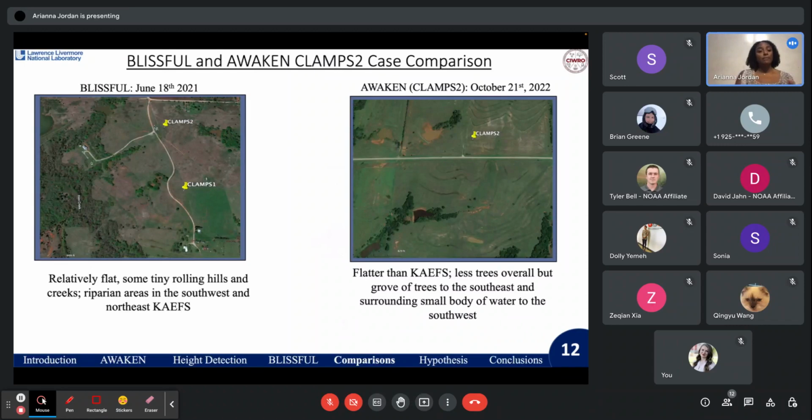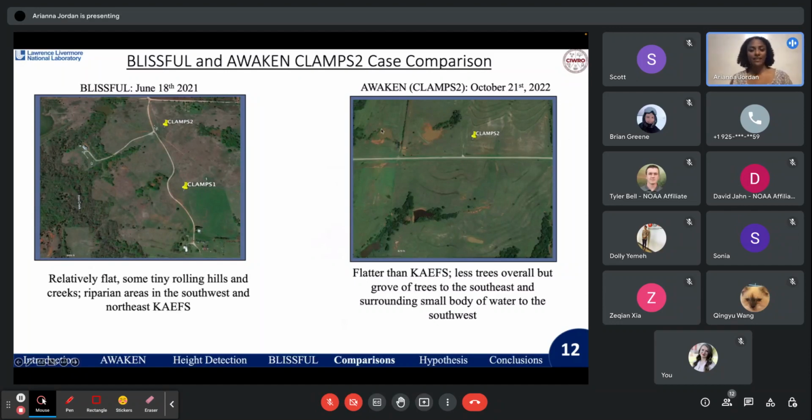So this is just to compare the Blissful June 18th case that we just saw with the AWAKEN CLAMS 2 case that we saw a while back. So this is still keeping wind farms out of the equation. Just for the sake of comparing the topography, this is what the CAF site looks like. So there's these trees in the southwest area of CAF, and there's a little bit of rolling hills in the area too. So that's something to keep in mind for a southwesterly flow.